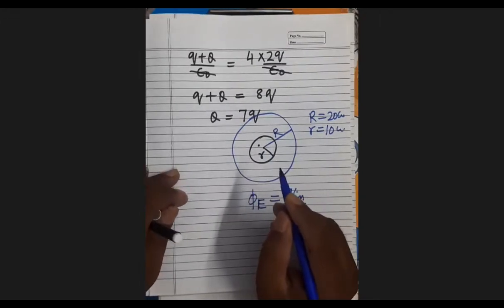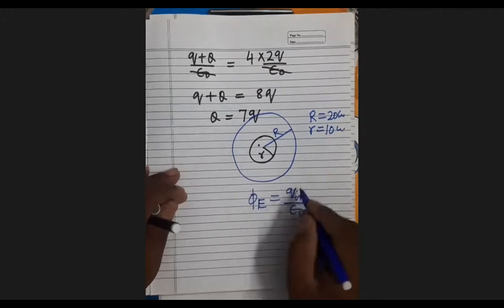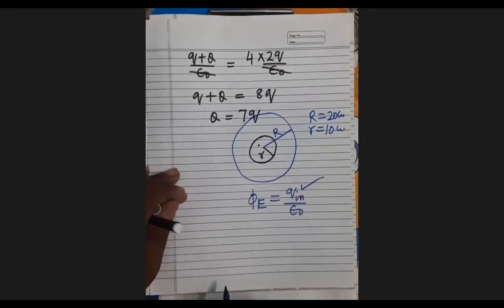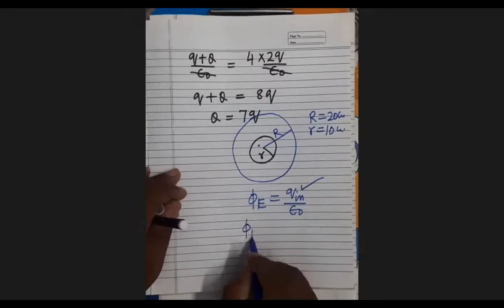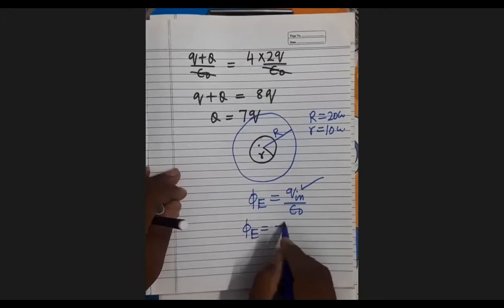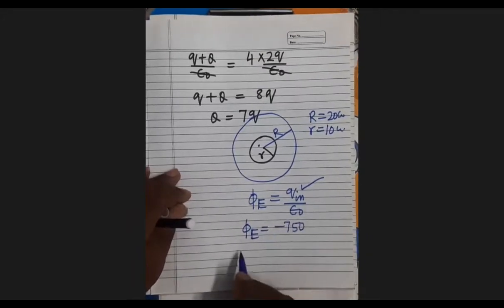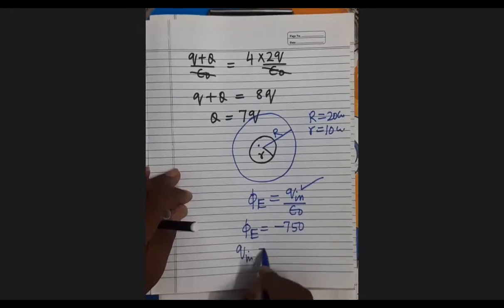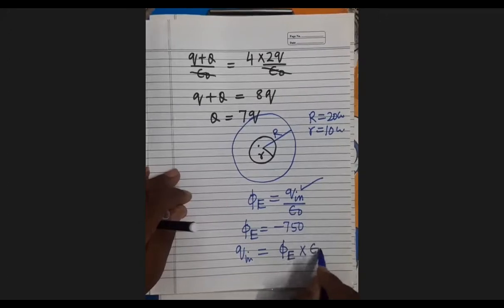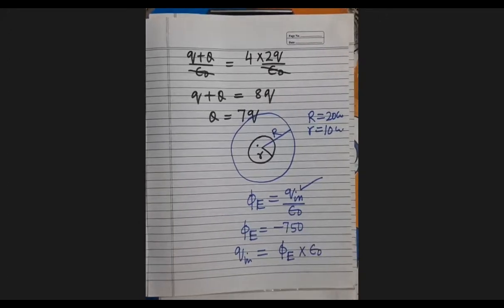Now see here. Then you have to find what is the magnitude. Magnitude means Q in. You have to find out the value of phi e, how much is given? So Q in equals to phi e into epsilon naught. So you can do this question. It's clear?